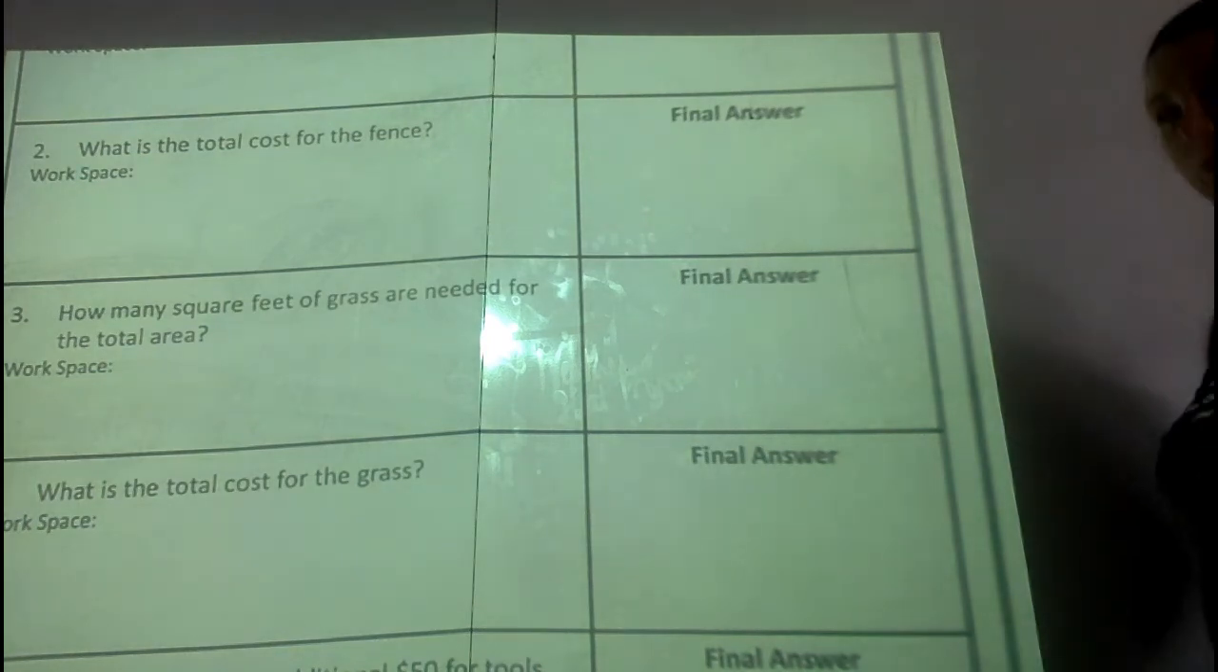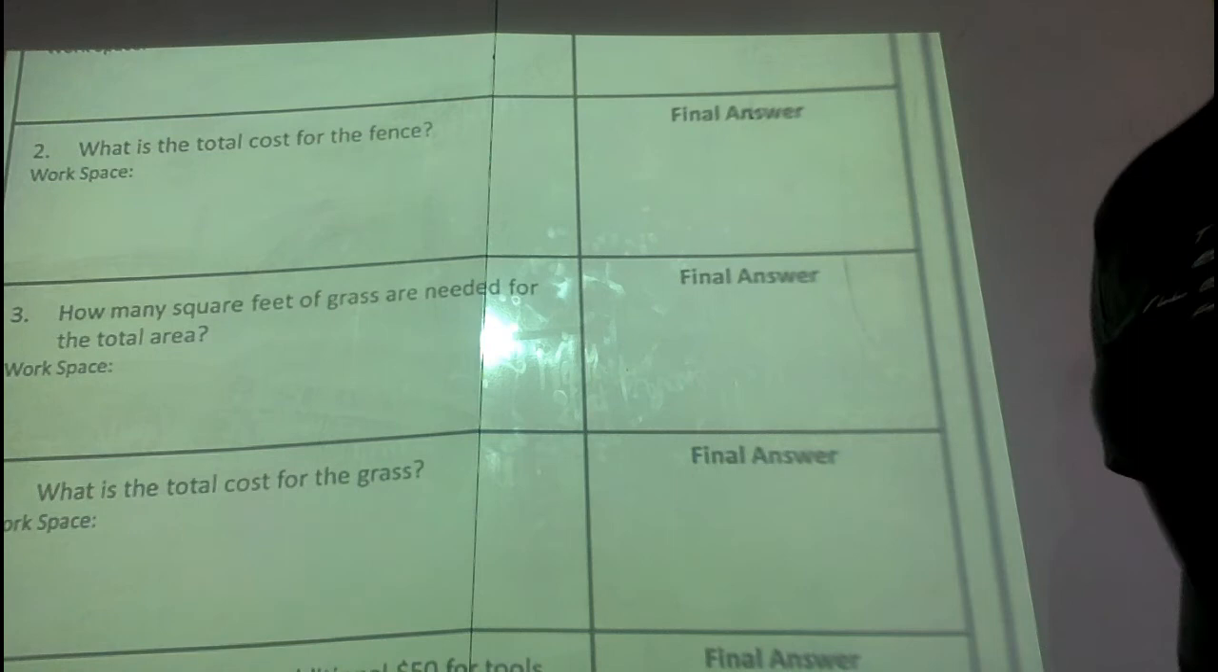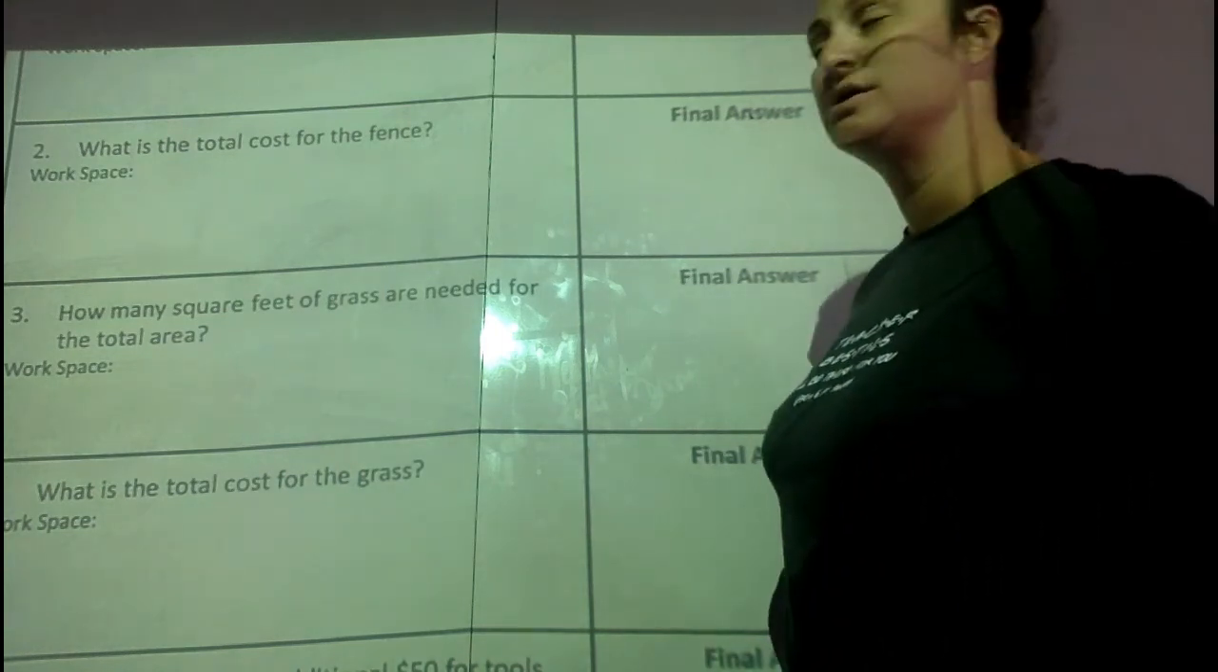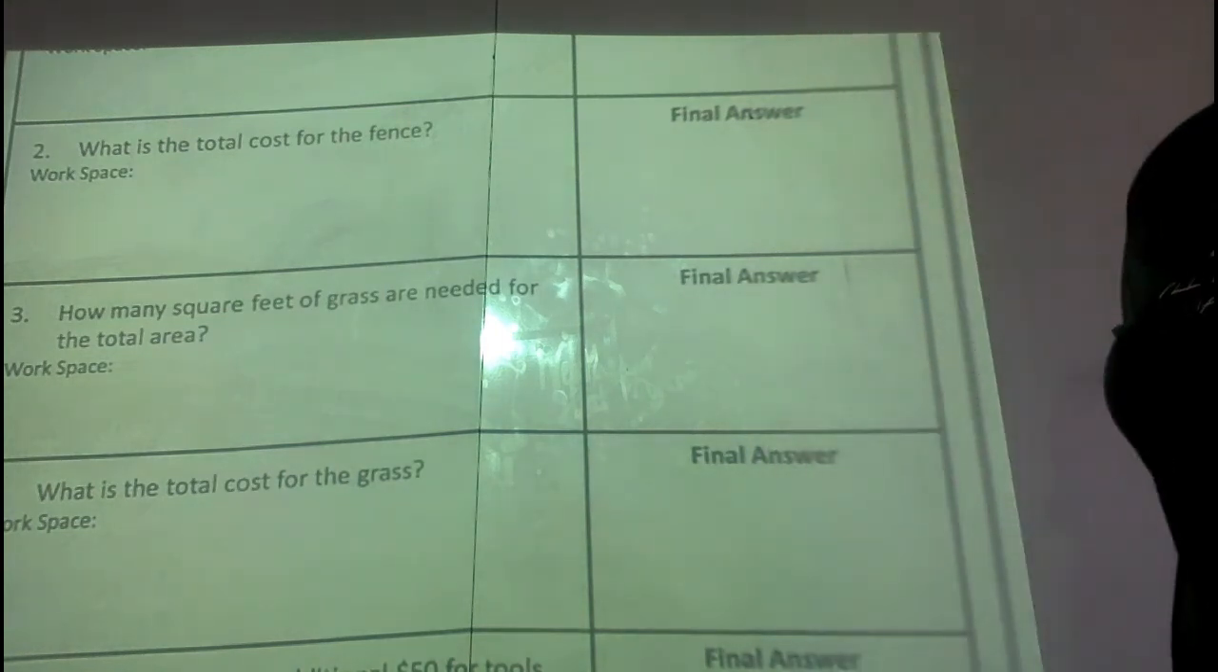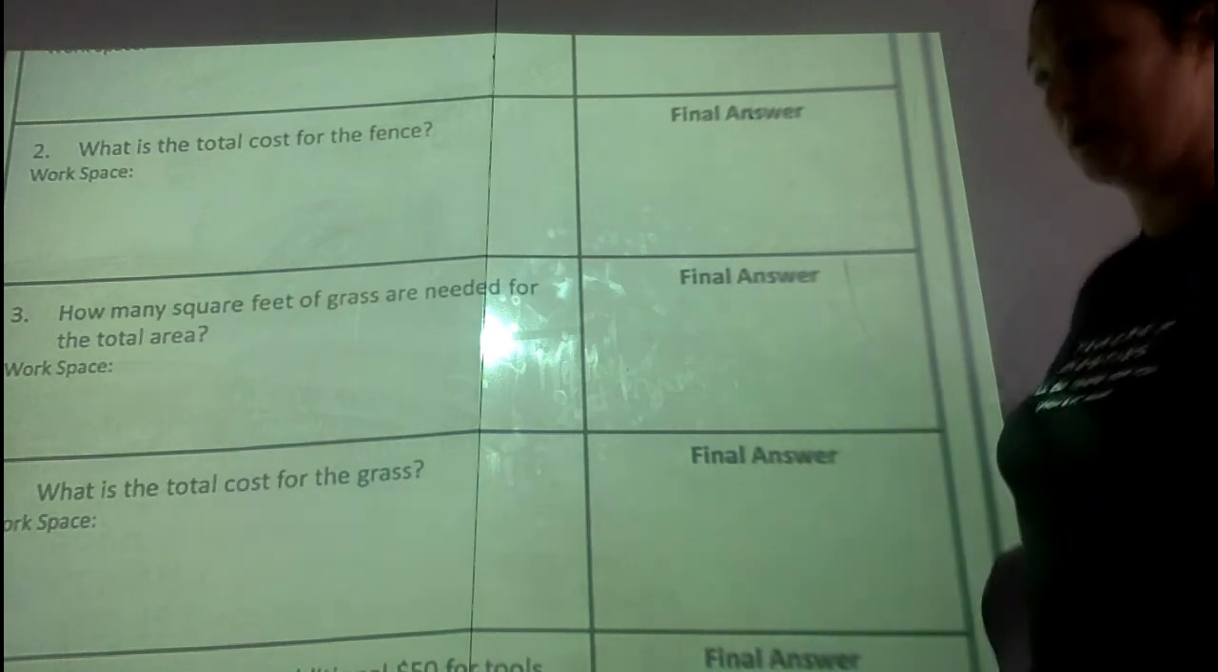Number 3. How many square feet of grass are needed for the total area? Boys and girls, let's think about that area formula. What is the formula for area? Area equals length times width. What is the total cost for the grass is number 4. What is the total cost of the grass?